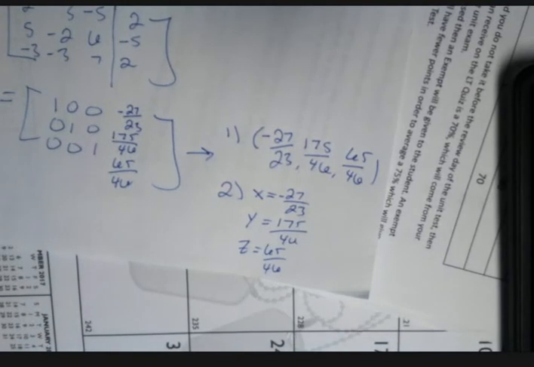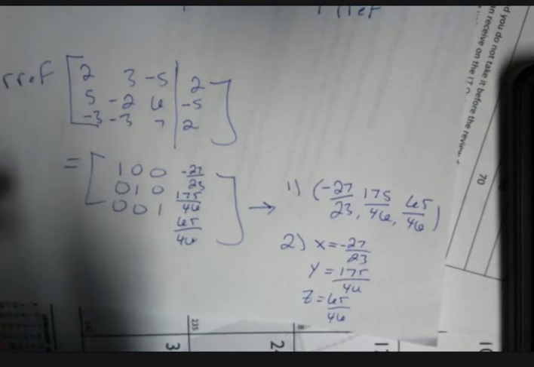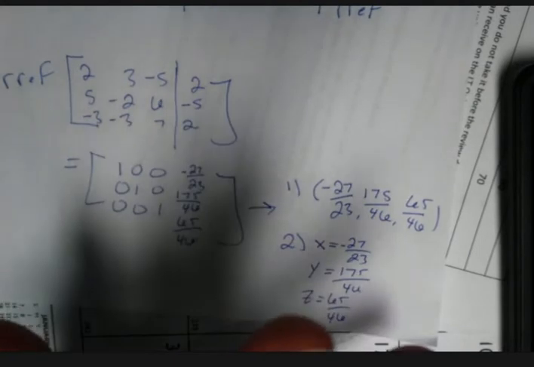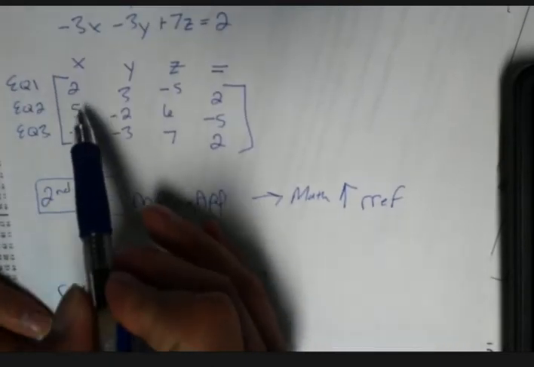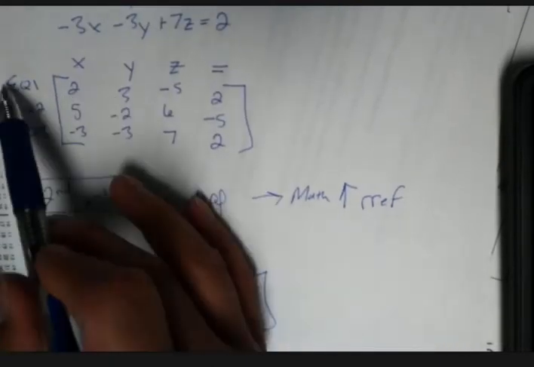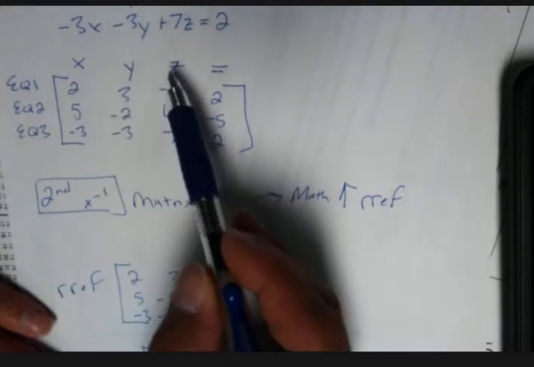So that's a basic solving system. That works for any 2 variable or 3 variable. Okay, 2 variables the same way. The only difference with 2 variables is that you're not going to have 3 equations. You're only going to have 2, and you're not going to have 4 columns. You're only going to have 3 because you won't have a z column.